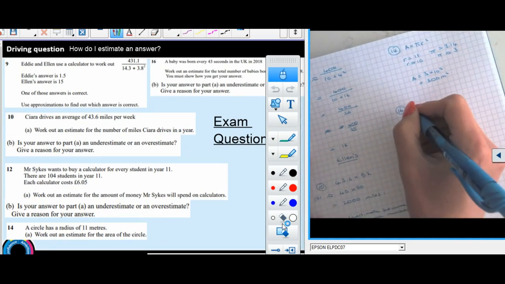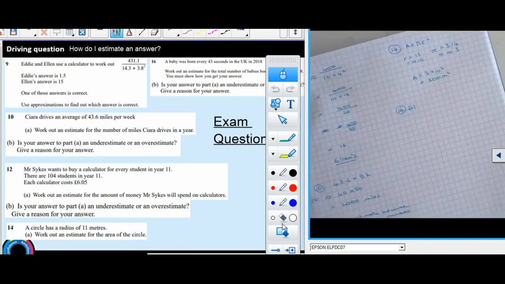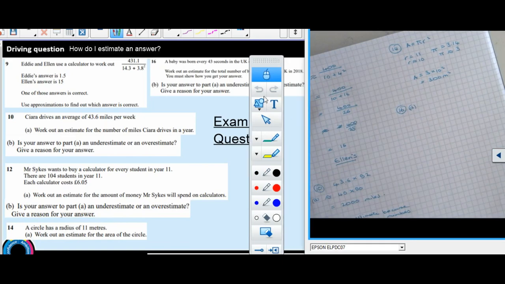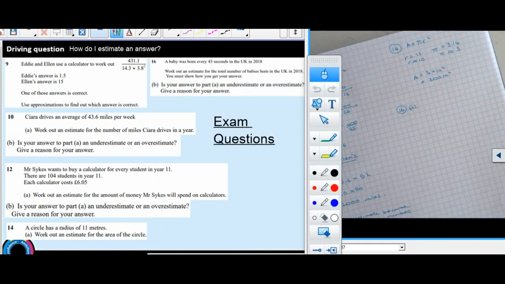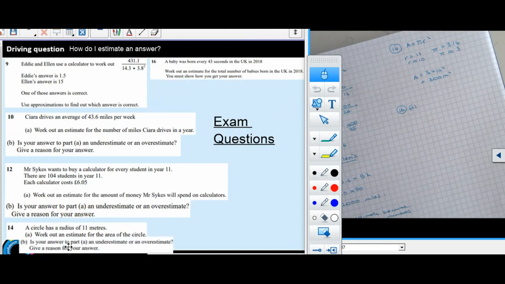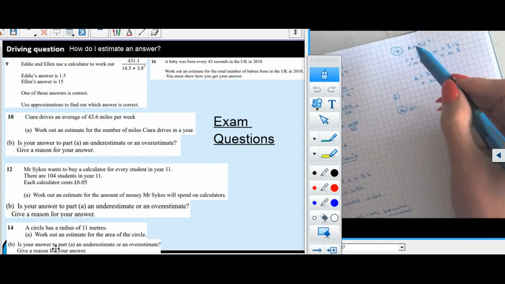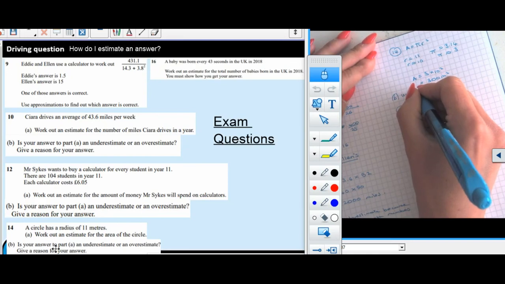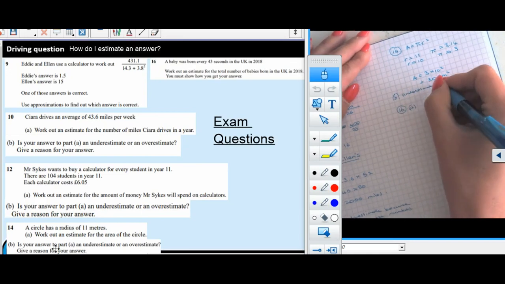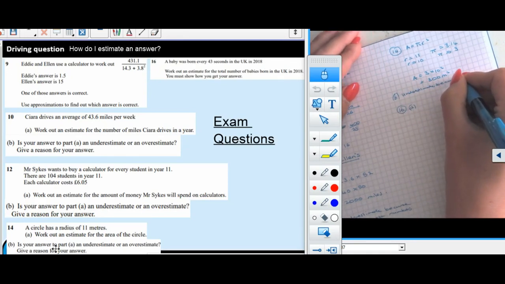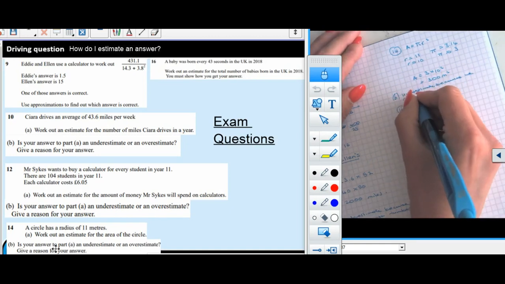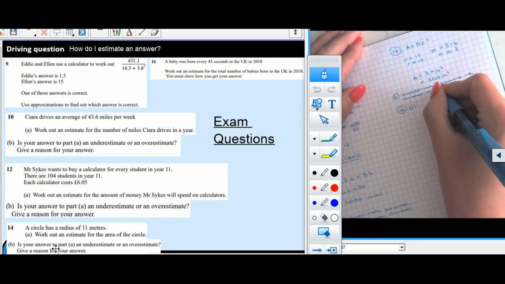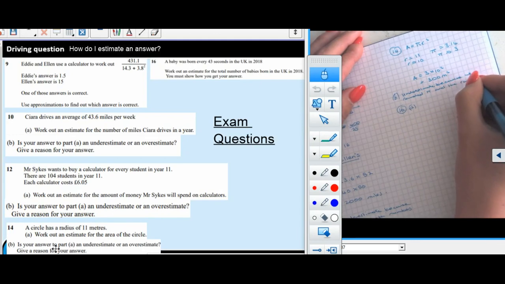Question 16. Oops, this part B is supposed to actually go down here. So 14b, we rounded the radius down and we rounded pi down, so underestimate. Because we rounded pi and the radius down.